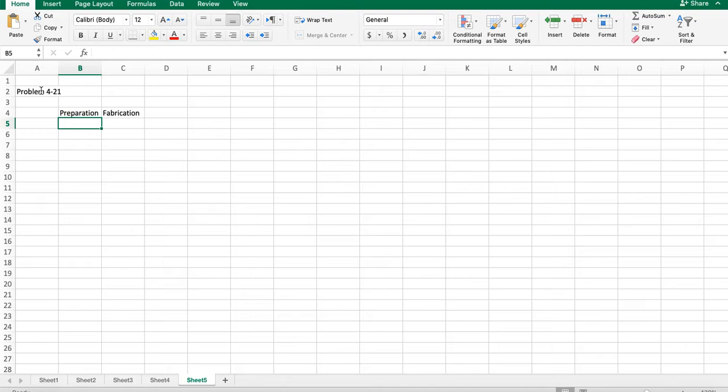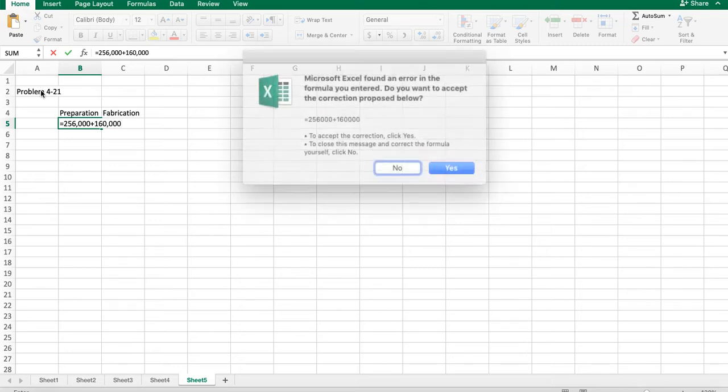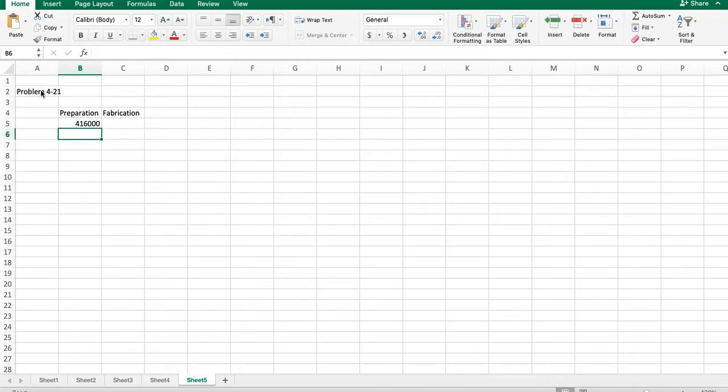And they tell us that fixed manufacturing overhead is $256,000, and variable manufacturing overhead is $2 per machine hour, and there's 80,000 machine hours. So our estimated overhead for the preparation department would be $256,000 plus 80,000 times $2, or 160,000. So 416,000. This is our estimated overhead.